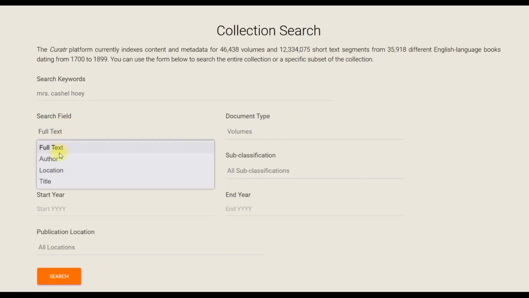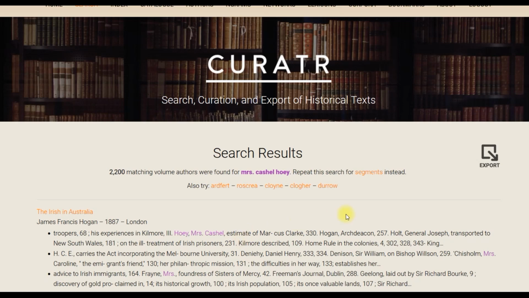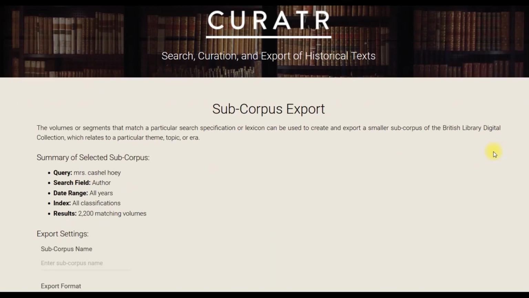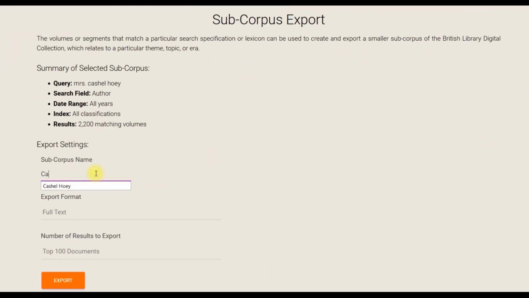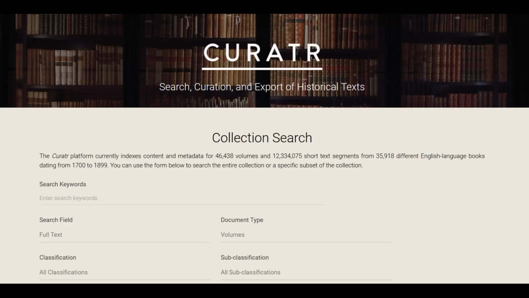You can use the search function and then the drive icon to create and export your own sub-corpus of all of Hoey's novels in Curator. You can search for key terms as well as authors and texts.